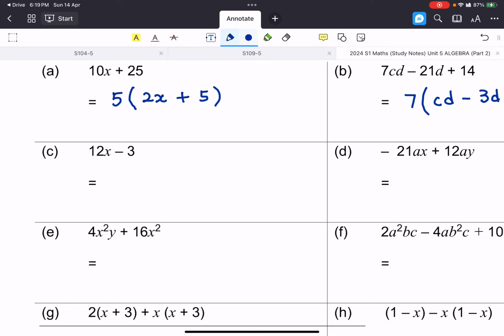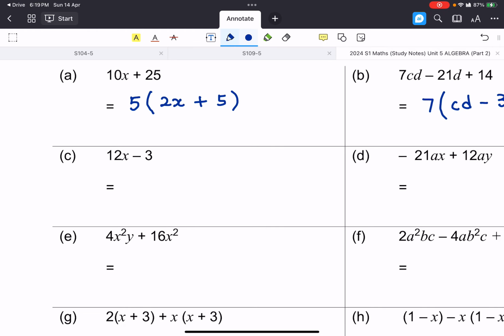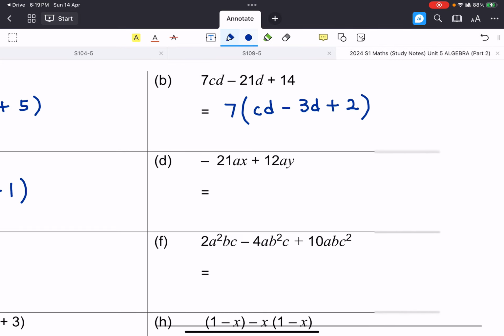Continuing on to the next example, this time round it is a 3 that we can extract out. So what we have left will be 4x, right? And then 3 divided by 3 is 1. And that's the simplest form. Moving on to the next example, we have negative 21ax plus 12.